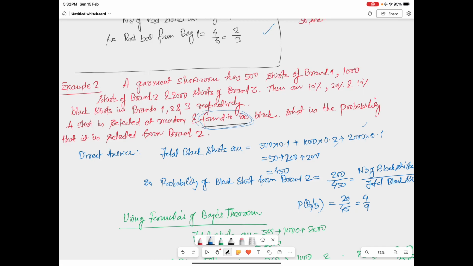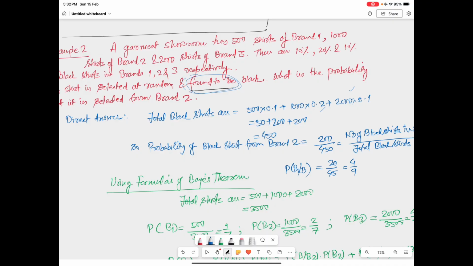If I select it from brand 2, it will become 200 divided by 450, because there are 200 black shirts in brand 2. So the favorable outcomes are 200, and the total is 450. So we get 4 by 9.